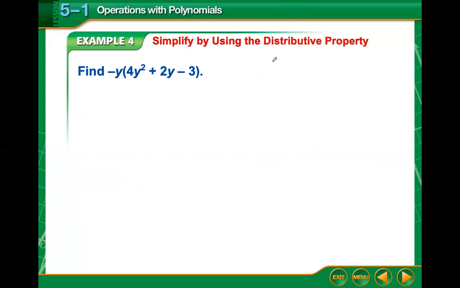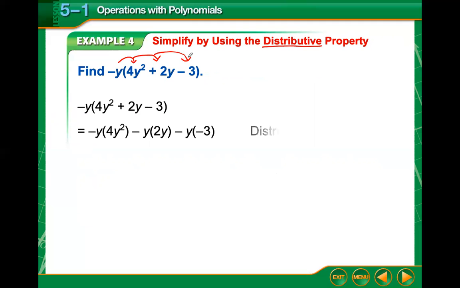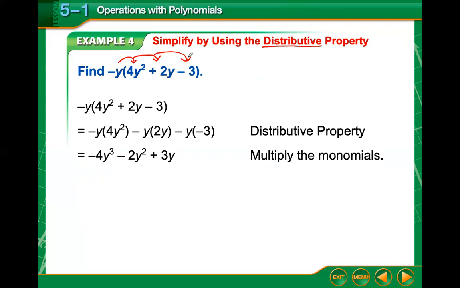So for our next example, we have distributive property. Whenever you see the word distributive property, you should know that is referring to multiplication. So we're going to go ahead and distribute this negative y to everything on the inside of the parentheses. And when we do that, we're going to get negative 4y cubed minus 2y squared plus 3y. And that is our simplified form.